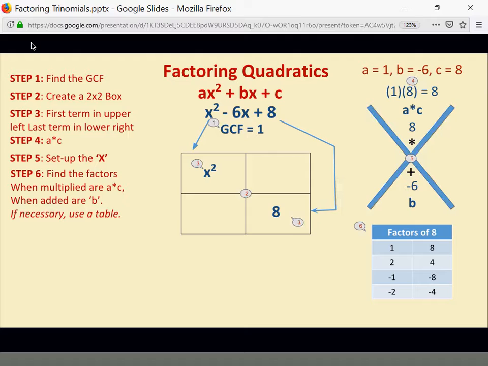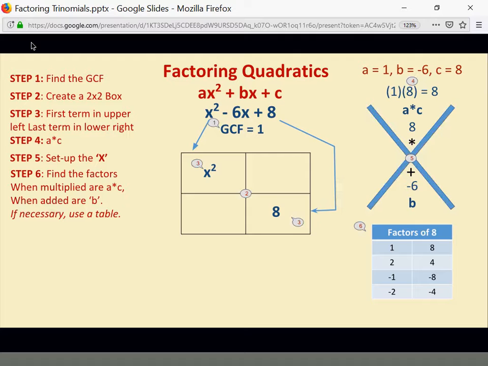Now, we know that 1 times 8 is 8, but it has to be that 1 plus 8 is negative 6. Is 1 plus 8 negative 6? No. So it can't be those two. 2 times 4 multiplies to 8, but is 2 plus 4 negative 6? No.